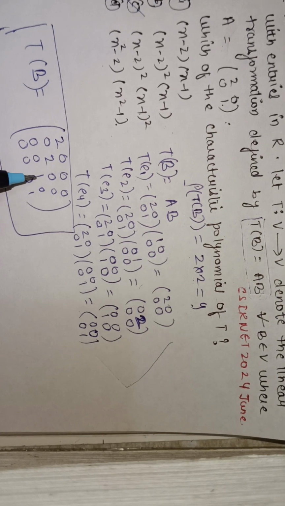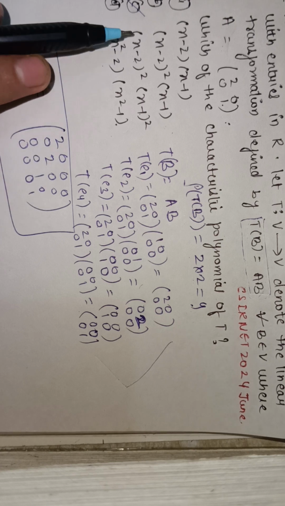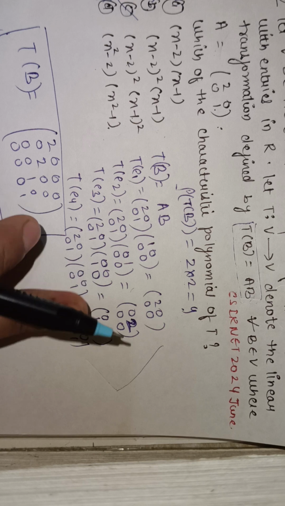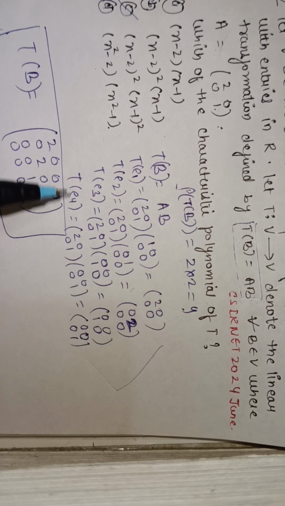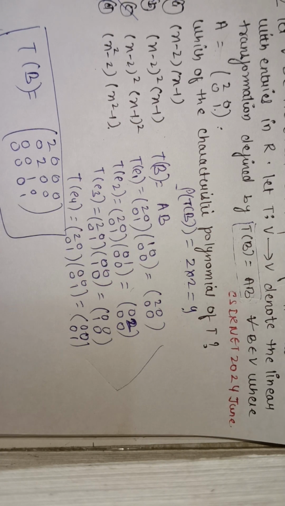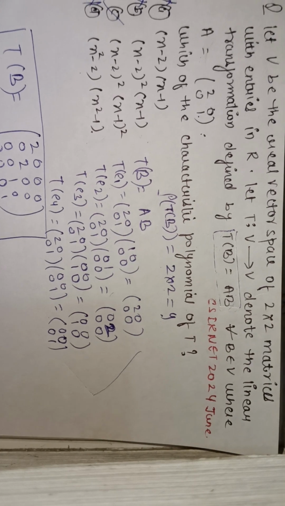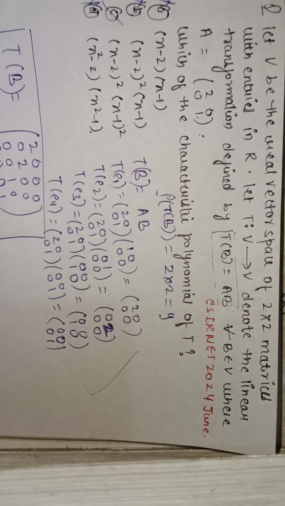Here we see this matrix of T is this, and the eigenvalues are on the diagonal, and it has only two eigenvalues, that is 2 and 1. So option C is correct. By this method you can find the eigenvalues of the corresponding matrix. So this is the characteristic polynomial of T. This is a simple question based on the characteristic polynomial and the linear transformation method.